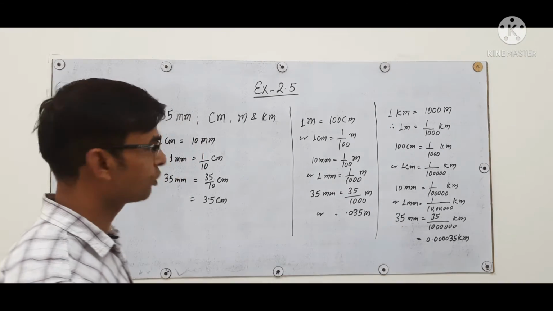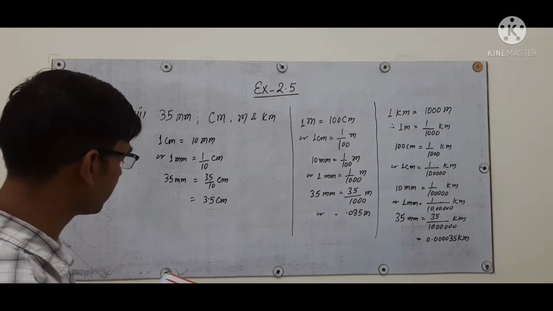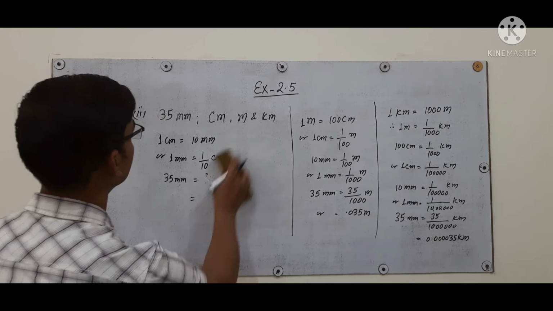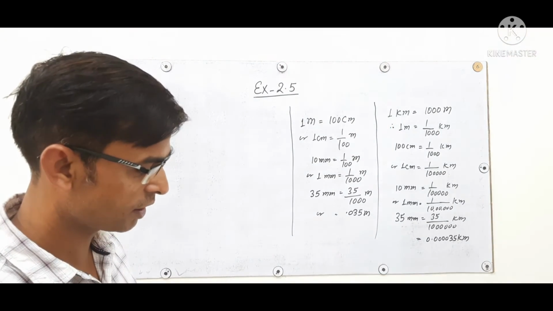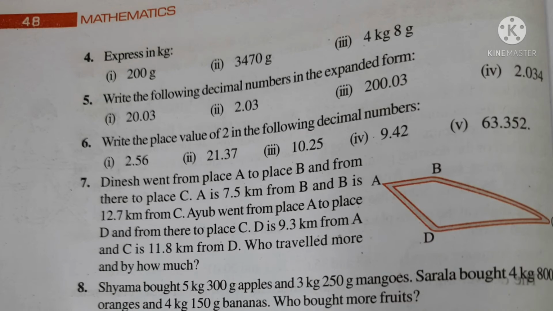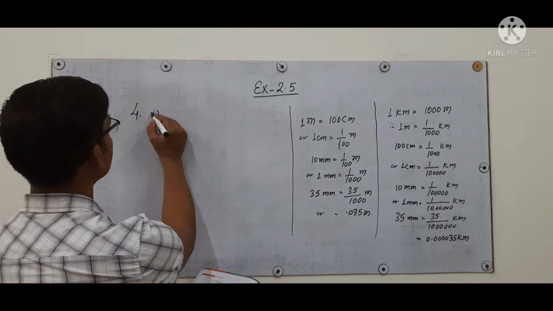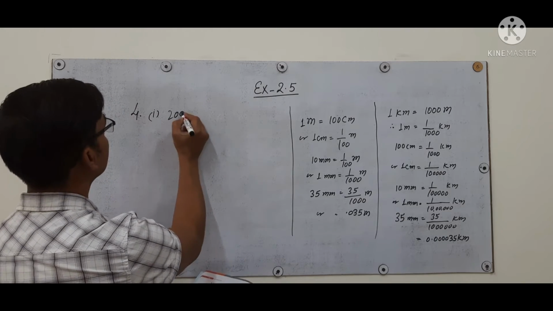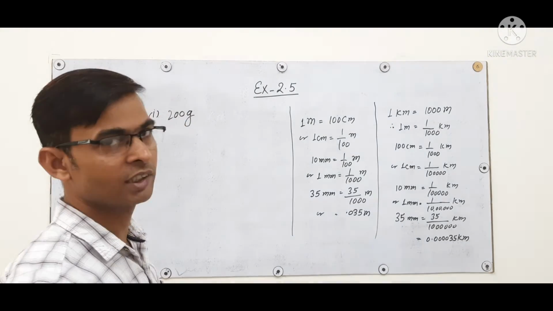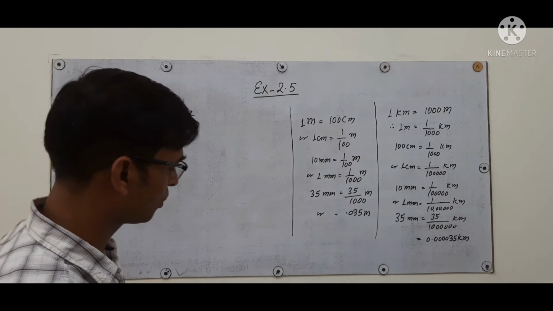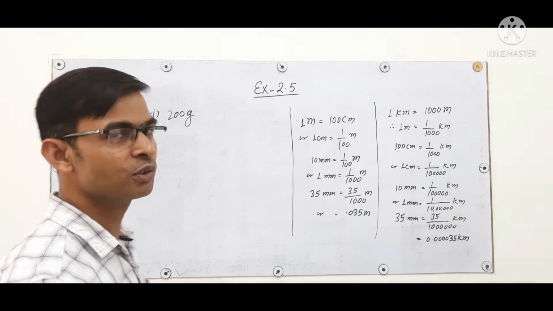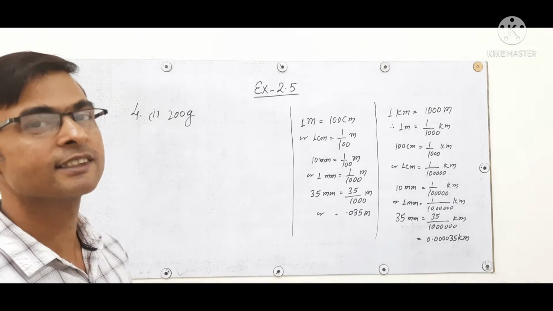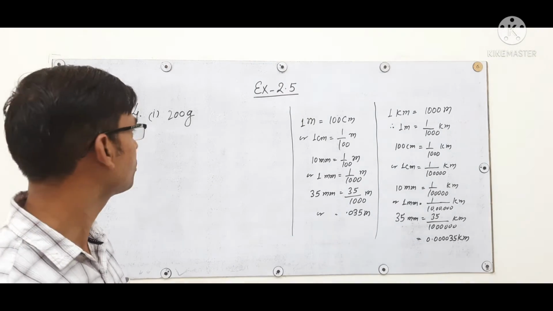Okay students, now I hope that you have noted it. Now I am going to erase it and we will proceed to solve question number 4. Question number 4 is also a very easy question. Here it is given, express in kg. The first part is 200 grams. So we have to convert gram into kilogram.